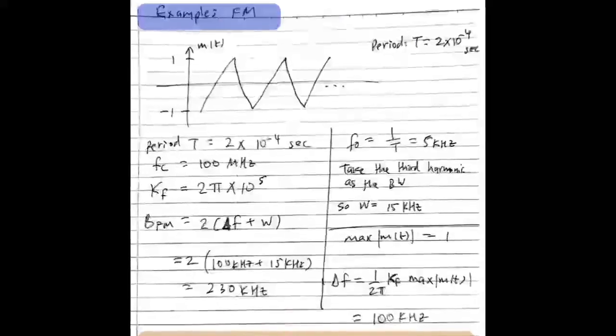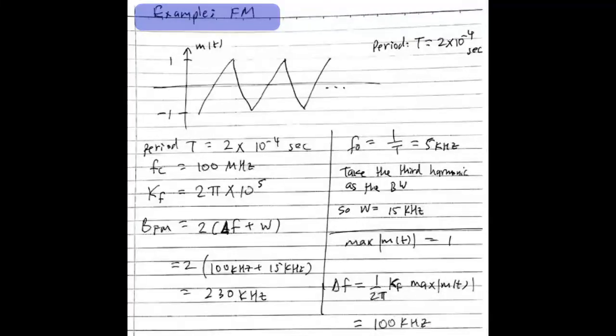Let's look at another example. Let's say we have a message signal that looks like a triangular pulse train input. So it looks like this m(t) shown here. This is a periodic signal, and the period T is equal to 2 times 10 to the minus 4 seconds. What we mean here is that the distance of the peak of one triangle to the peak of the next triangle is the period T.